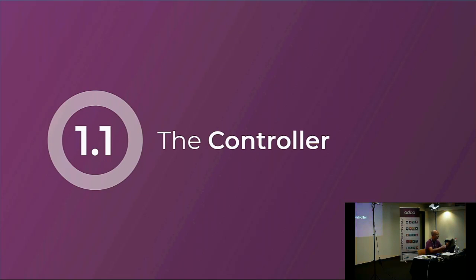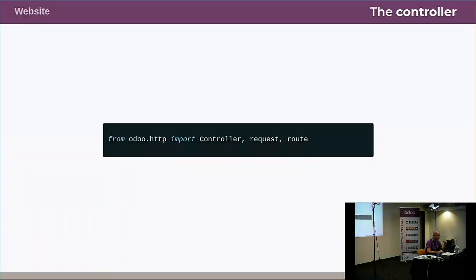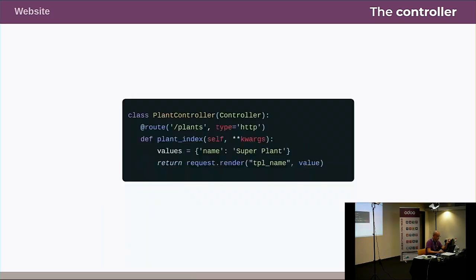So let's build a controller together. The very first thing that you need when you create a controller is simply to import the request object and the route decorator. So this is what a simple controller looks like in Odoo.